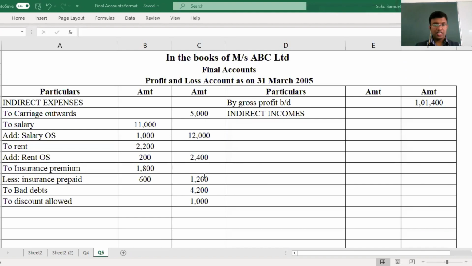Then you have stationery. For stationery the amount is 500, so that amount also we have considered, and we also have an adjustment corresponding to stationery, which is that we have an outstanding stationery bill. Since we have outstanding, we will have to add.